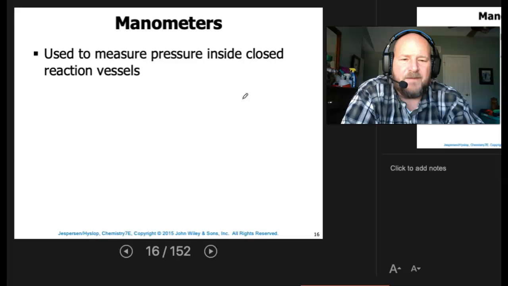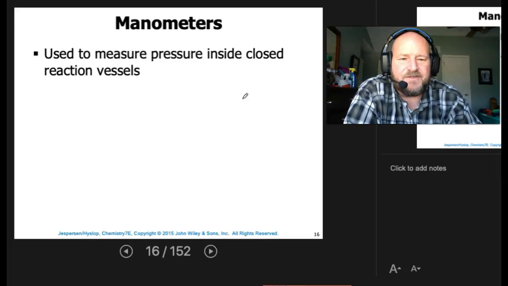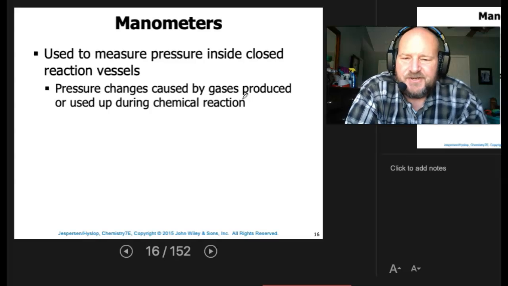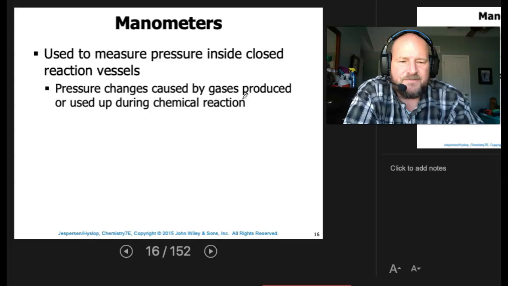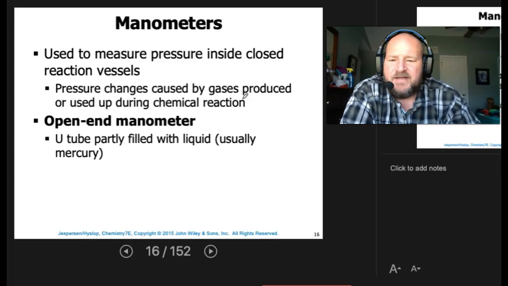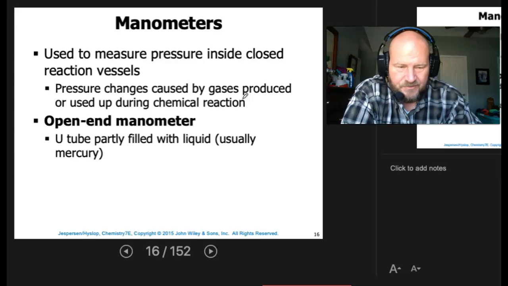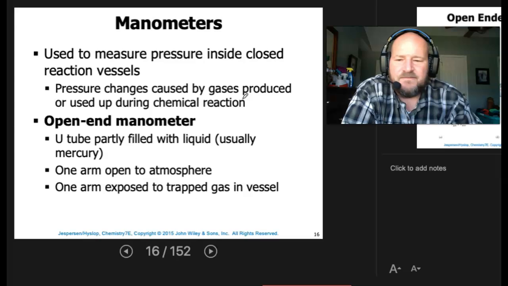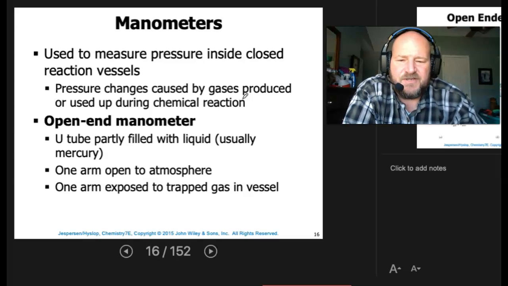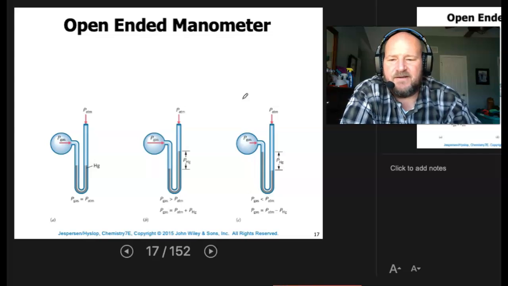Okay, now for a manometer, we're going to use it to measure pressure inside closed reaction vessels, pressure changes caused by gases produced or used up during a chemical reaction. So there's an open-end manometer, which is a U-tube partially filled with liquid, usually mercury. One arm is open to the atmosphere, and one arm will be exposed to trapped gas in the vessel. So in other words, they'll look sort of like that.